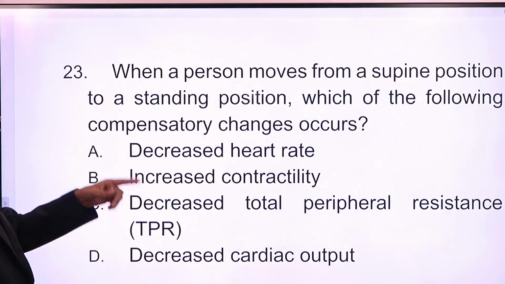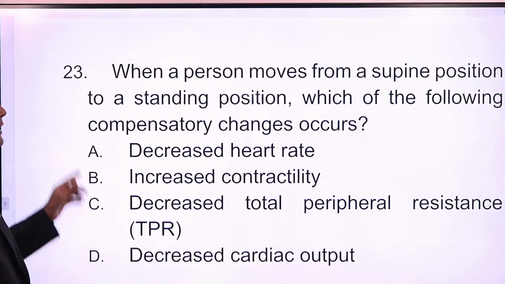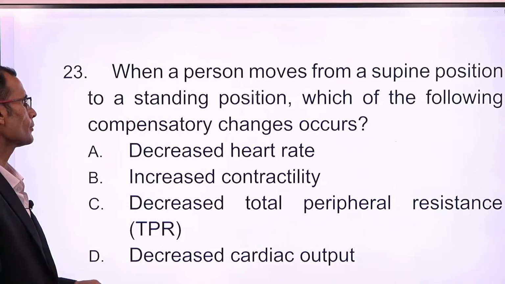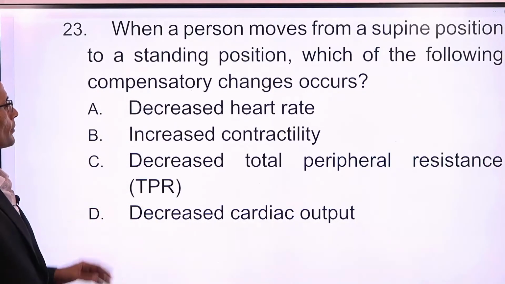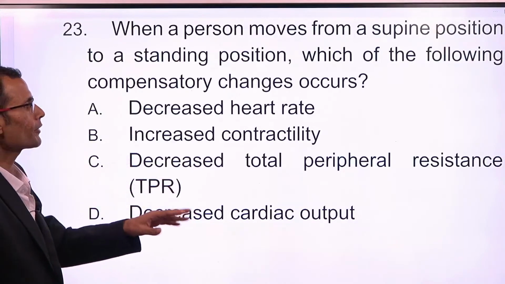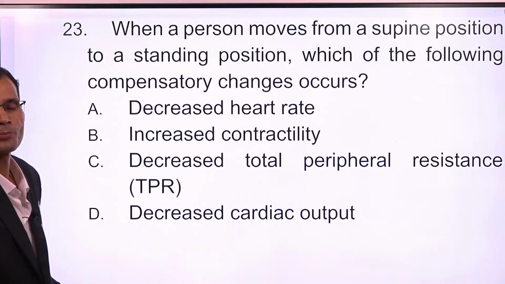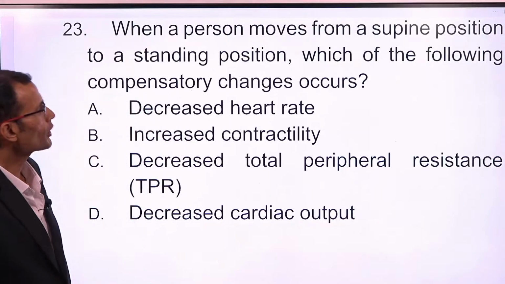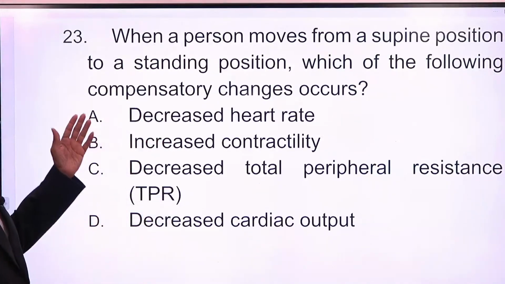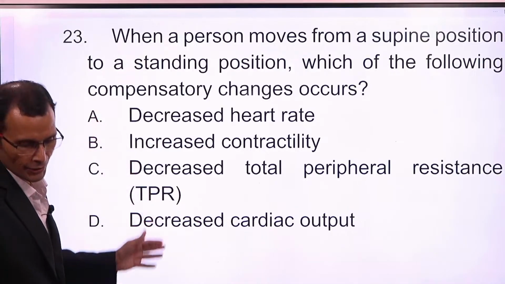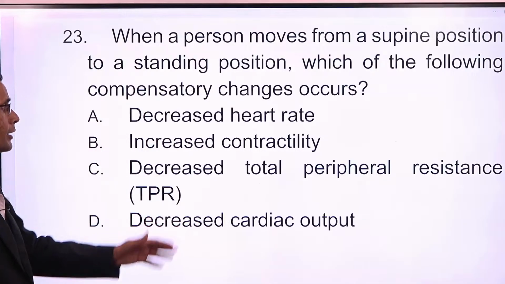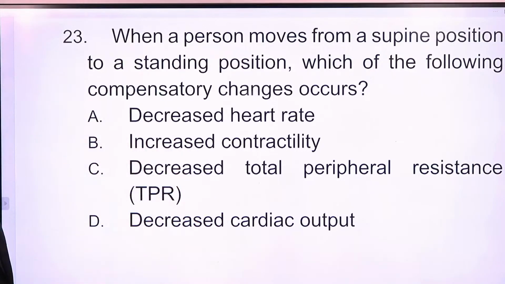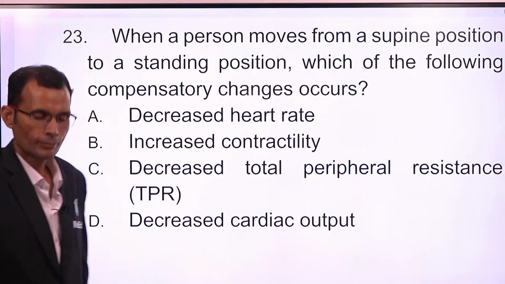Easily actually. When a person moves from supine position to a standing position, which of the following compensatory changes will occur? From supine, the person goes into standing posture. Which of the following will occur? Look, decreased heart rate, increased contractility, decreased total peripheral resistance, or decreased cardiac output. Anybody? Okay, Chinmay, Amit Mishra, Yudhishthir, Borse, where are you all? Are you all listening? Supine to standing position, which of the following will occur? Whether it is decreased heart rate or increased contractility of the heart, or decreased total peripheral resistance, or decreased cardiac output. What will happen? And the other three will not happen. Waiting for your answers.